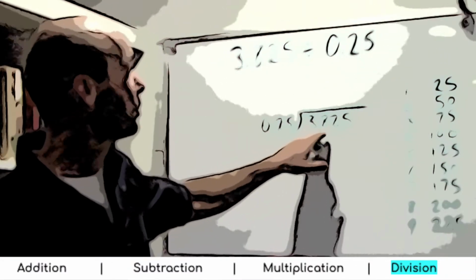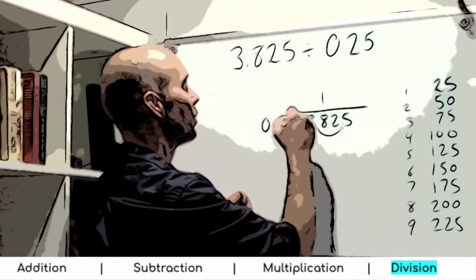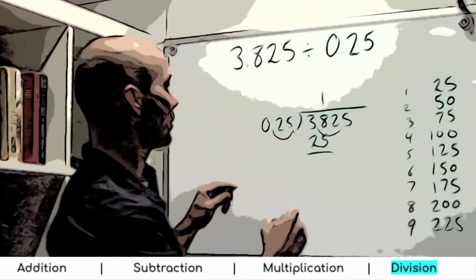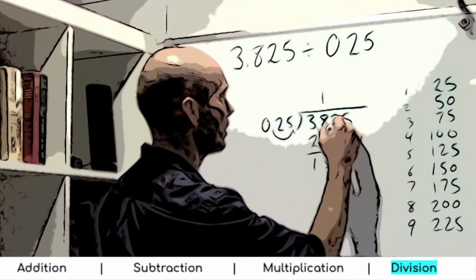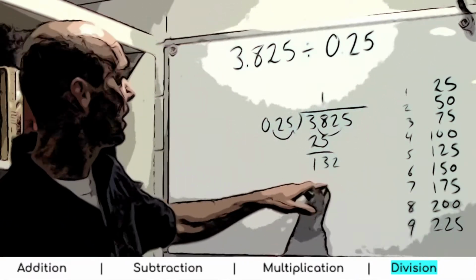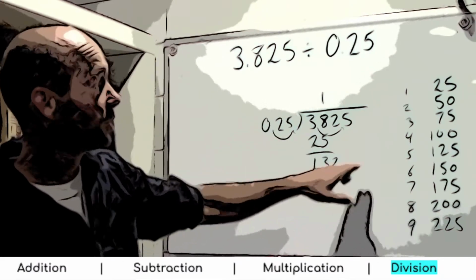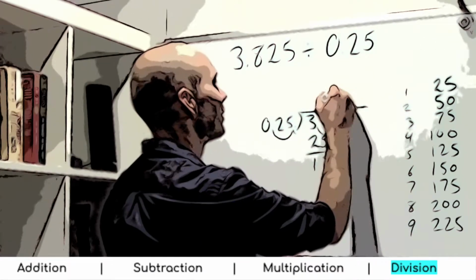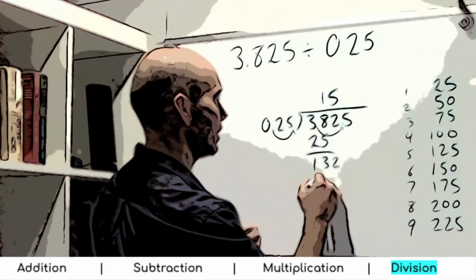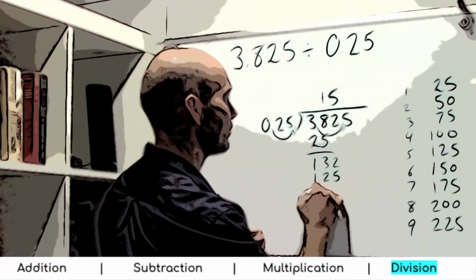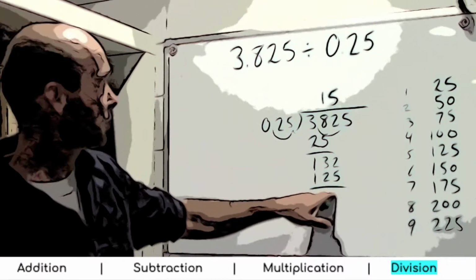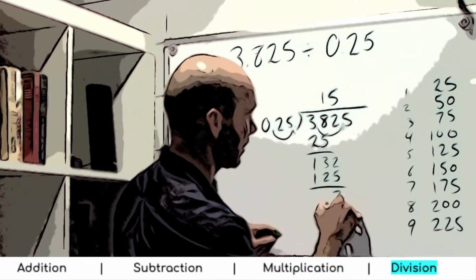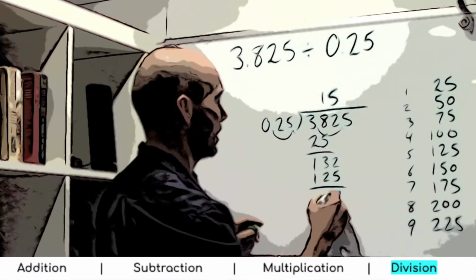25 goes into 38 one time. 1 times 25 is 25. And 38 minus 25 is 13. I'm going to bring down my 2. 25 goes into 132. I look over here and I see 5 times. 5 times 25 is 125. And 132 minus 125 is 7, and that's all I get.